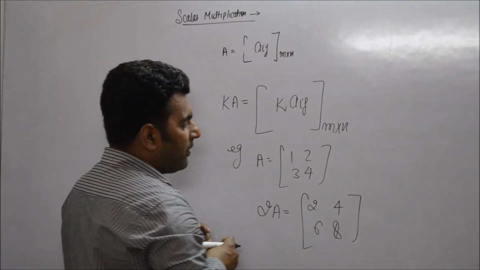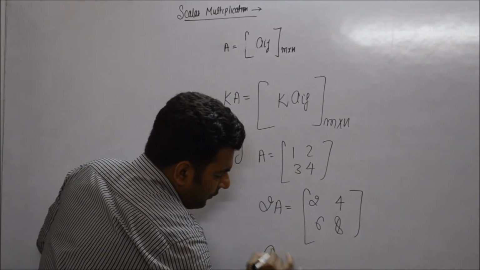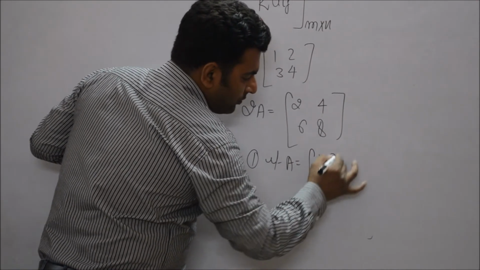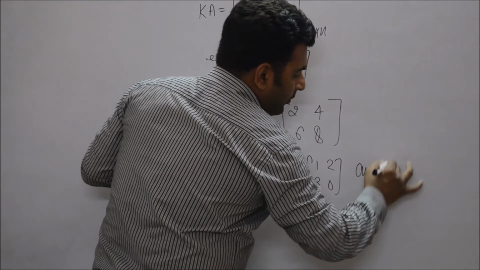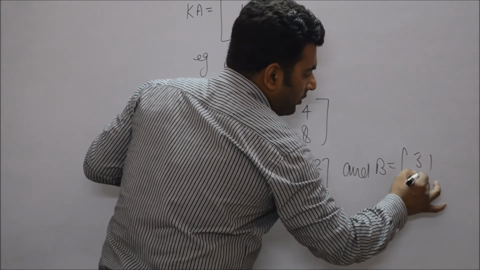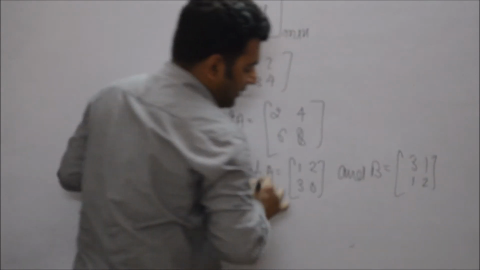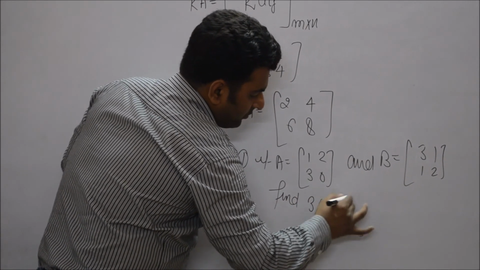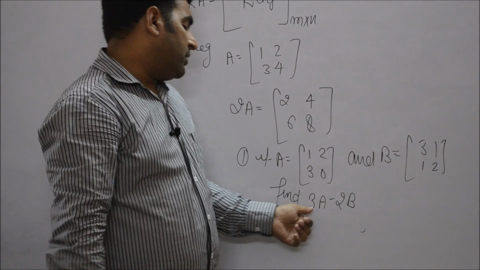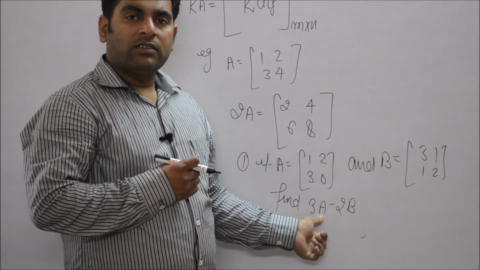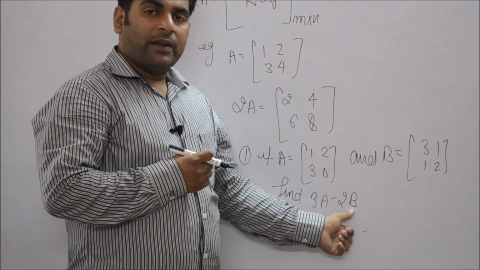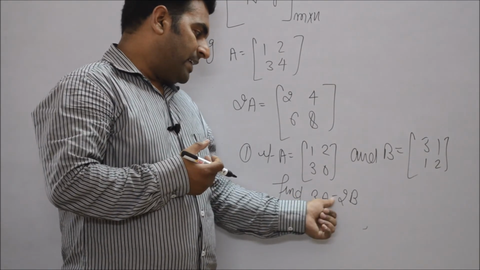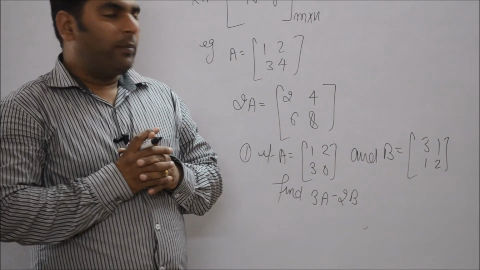If I take another example, and I say A is the matrix 1, 2, 3 and 0 and B is 3, 1, 1, 2, and I say find 3A minus 2B. If you look at this question, 3A is of course a matrix thrice of A, 2B is again a matrix twice of B, and then subtraction. You know very well matrix minus matrix is a matrix. So 3A minus 2B will come as a matrix.